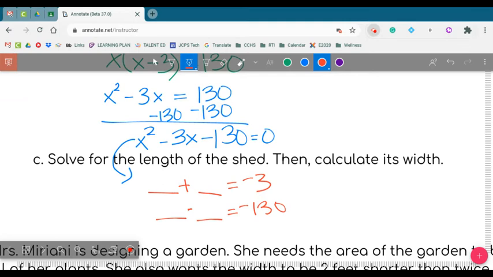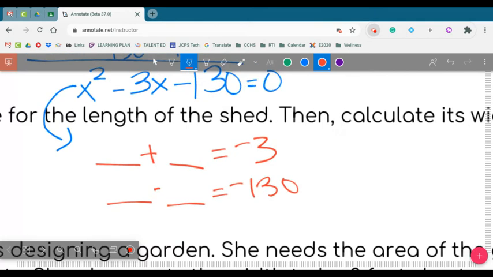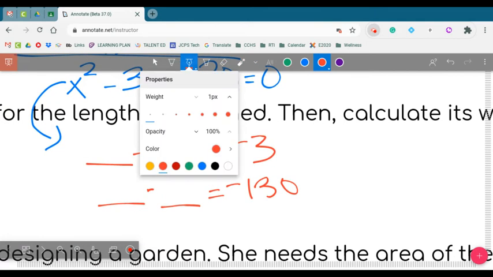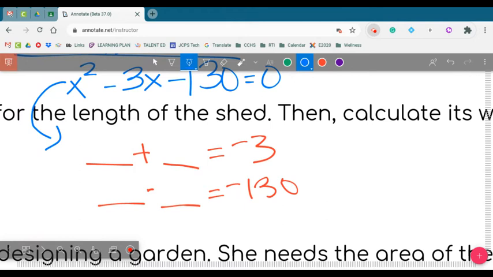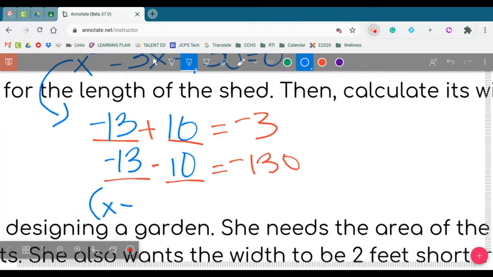This one is actually an easier one. Why I didn't think of it, I have no idea. But you're going to do 10 and 13. And your 13 is going to have to be the one that's negative. So negative 13 and 10. So we're going to have X minus 13, X plus 10 equals 0.